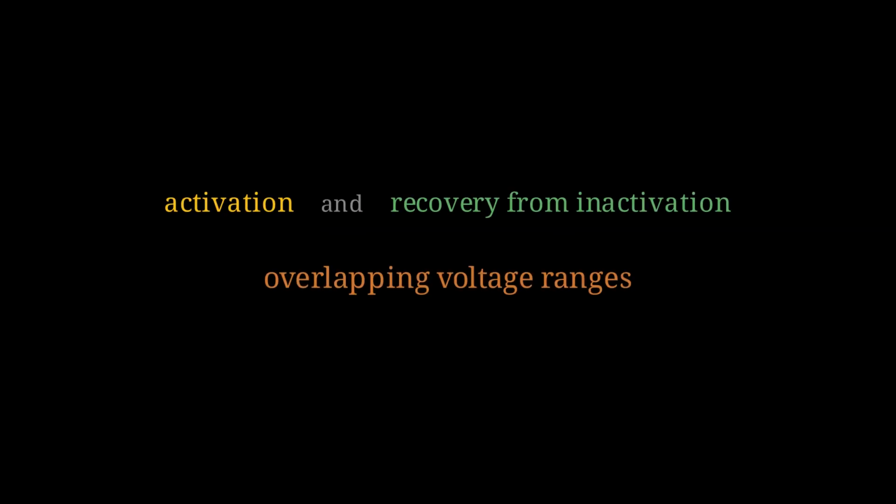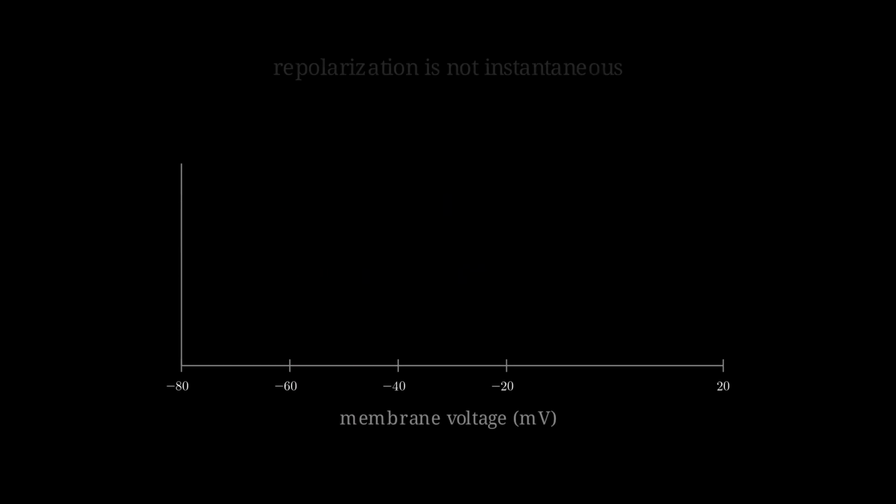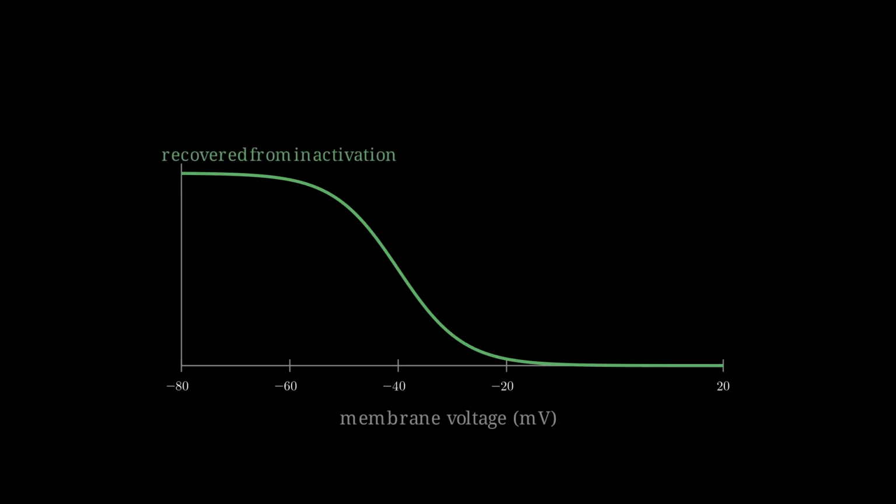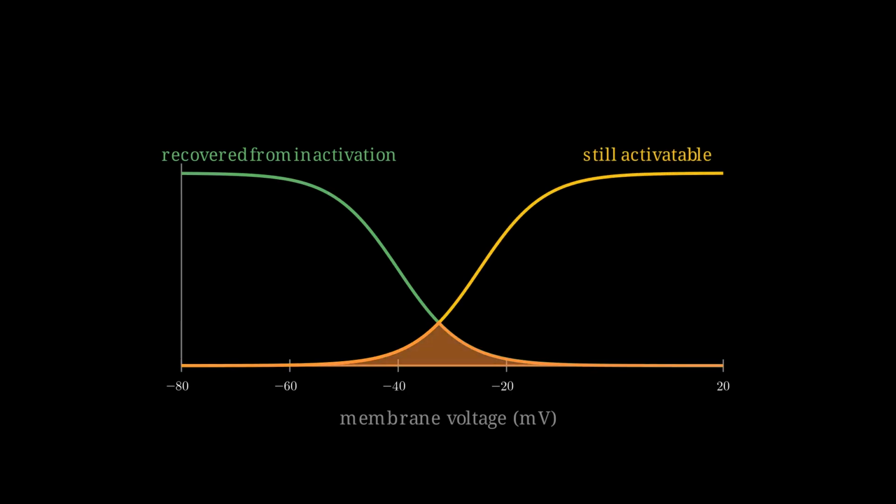But before we finish, I'd like to point out an important detail that matters a lot for arrhythmias. Activation and recovery from inactivation can occur over overlapping voltage ranges. Since repolarization is not instantaneous, the membrane slowly moves downward through a whole range of voltages. Along the way, it can enter a voltage range where some calcium channels begin recovering from inactivation, while the membrane is still depolarized enough to activate the same channels.